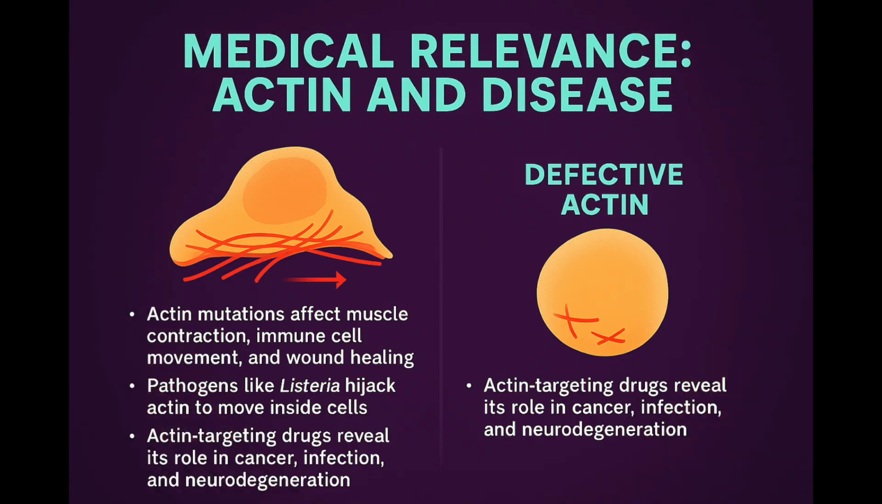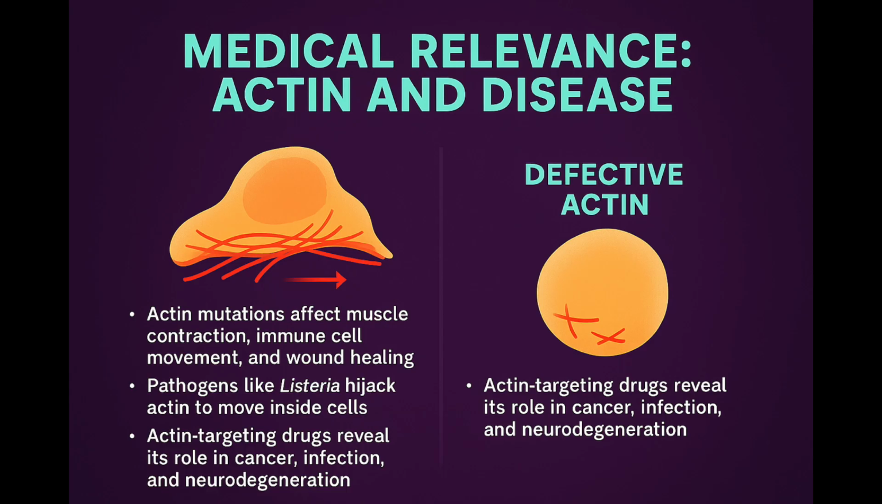Actin isn't only important for normal cell function. When actin goes wrong, disease often follows. Mutations in actin or actin-regulating proteins can disrupt muscle contraction, leading to muscular dystrophies, immune cell movement, weakening the body's ability to fight infections, and wound healing, slowing tissue repair. Some bacteria and viruses exploit actin for their own survival. The bacterium Listeria, for example, hijacks actin and uses it to propel itself through cells like a rocket.